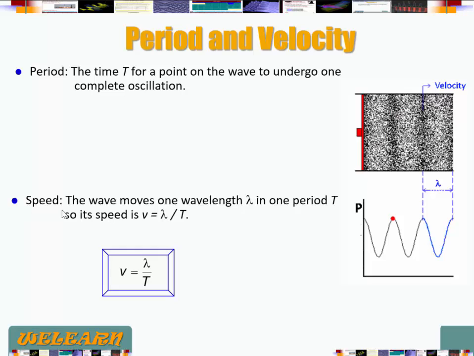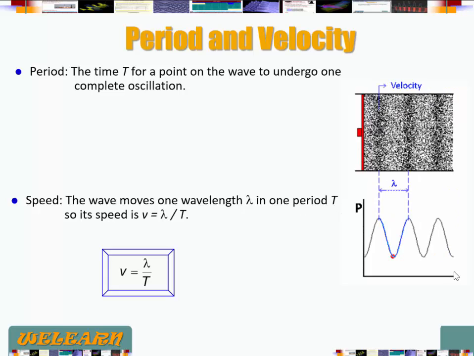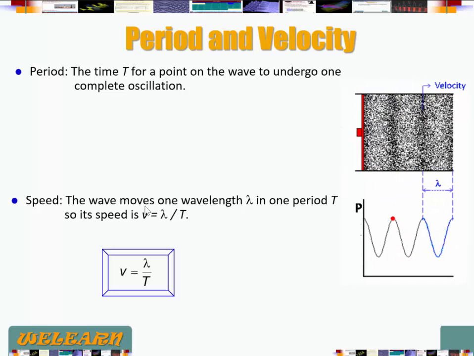Concerning the speed of the wave, pay attention to the fact that the wave moves a wavelength every time the red dot oscillates up and down once. In other words, the wave moves by an amount equal to the wavelength every period, which gives us the relationship that we talked about before, which is v equals lambda over T, or lambda, the wavelength, equals v times T. That's a fundamental wave equation. It's applicable to all types of waves.